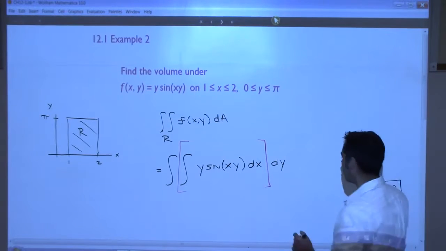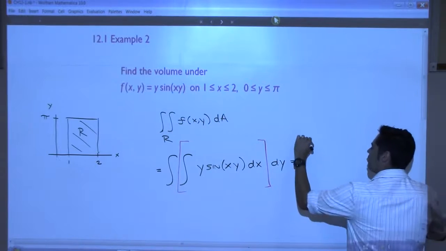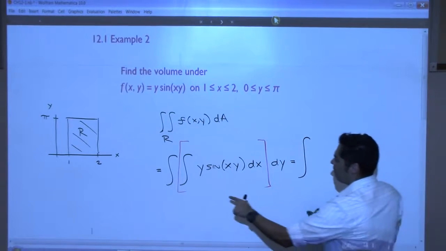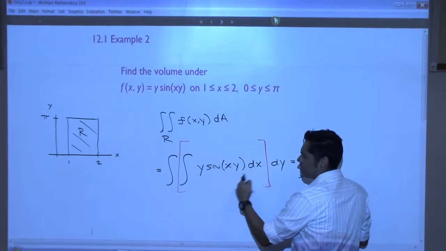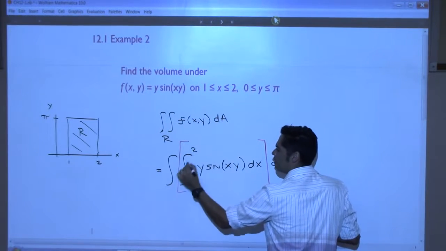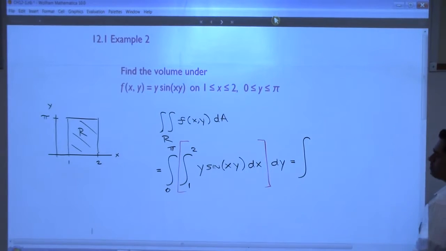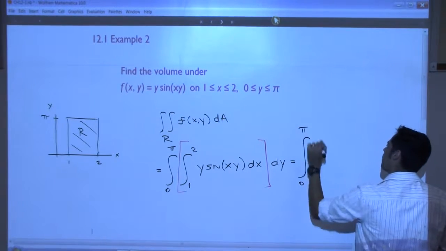All right, so let's go ahead and do this. I'm going to have the outer integral. I didn't put my limits of integration, I need to do that. What's going to go on the inner integral? 1, 2, and outer 0 to pi, right? So I have 0 to pi here.